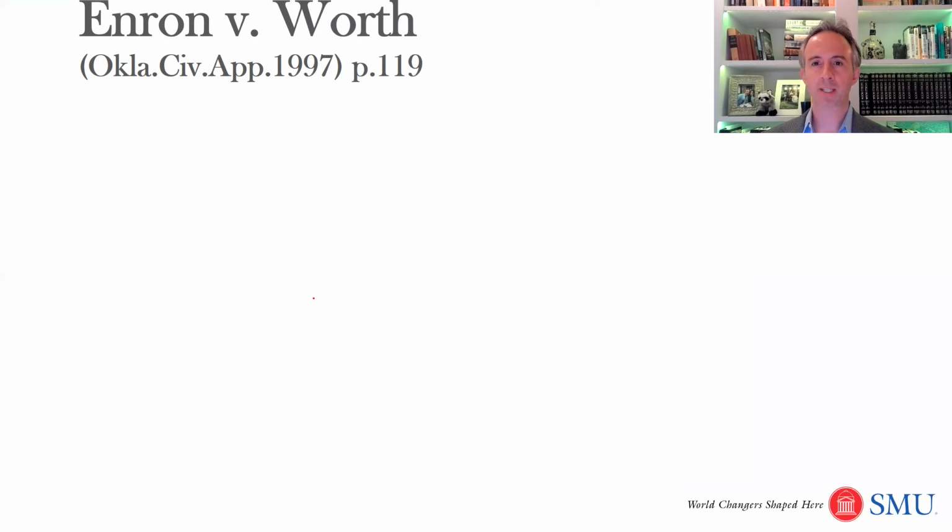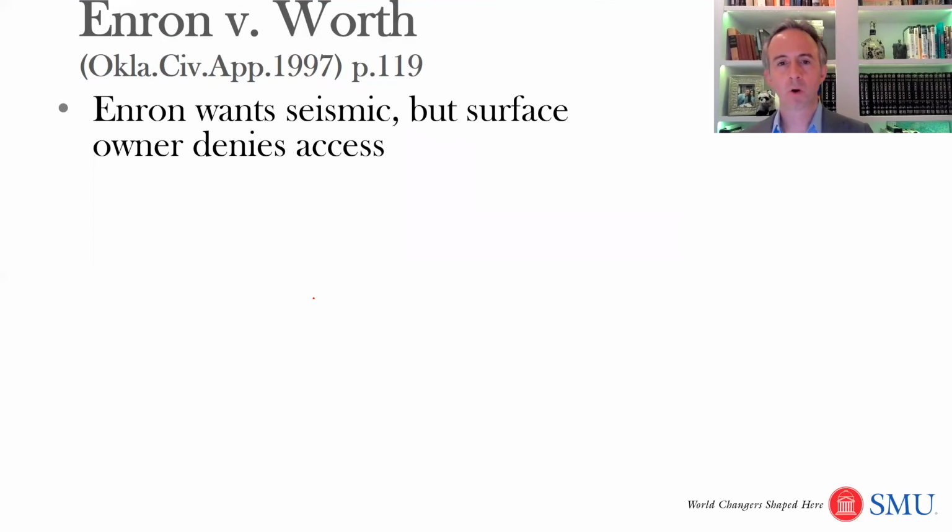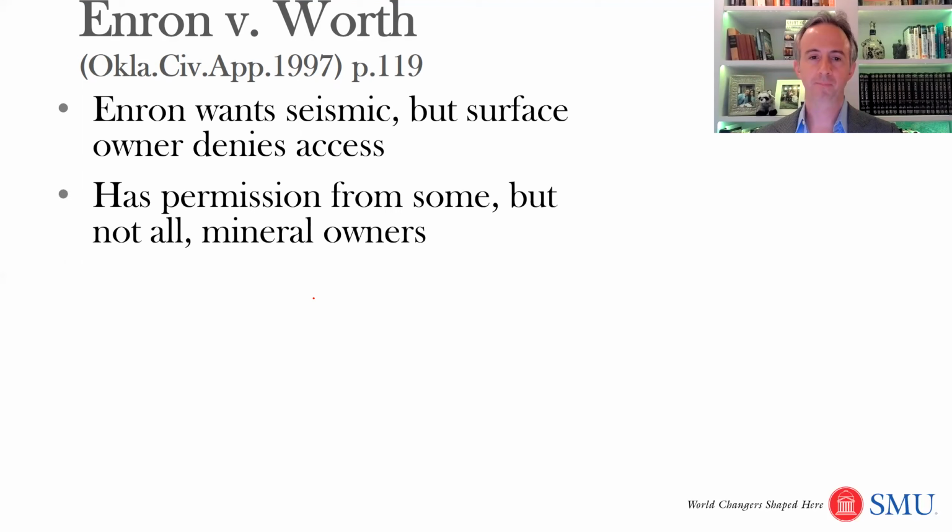So let's talk about this Enron versus Worth case, which is from the appellate court in Oklahoma in 1997, and it's on page 119. So what you see here is Enron wants seismic, but the surface owner says you're not allowed in. Enron has got permission from some, but not all, of the mineral owners. Now, it's not uncommon that a surface owner is not happy when the oil and gas company shows up to do seismic. Why might that be?